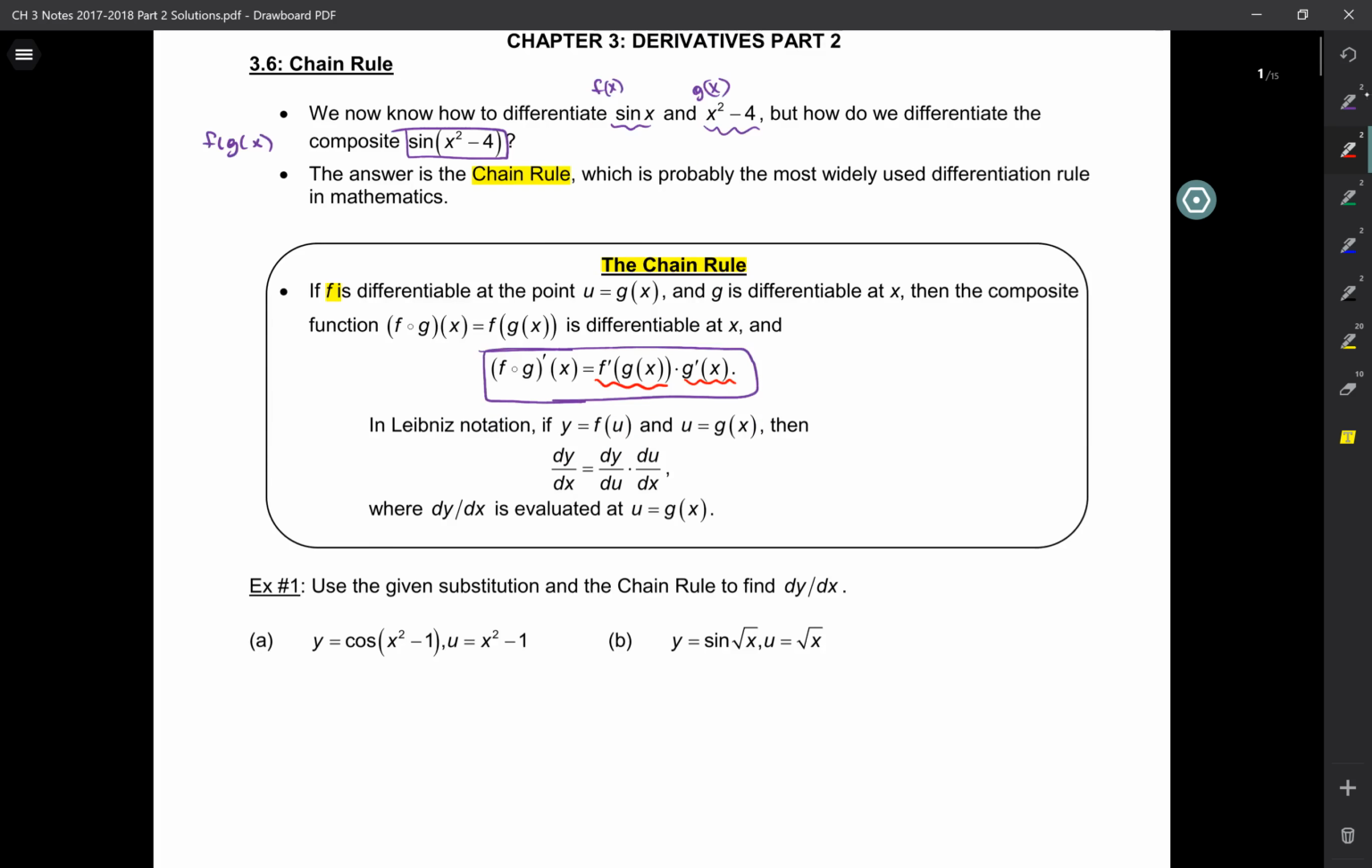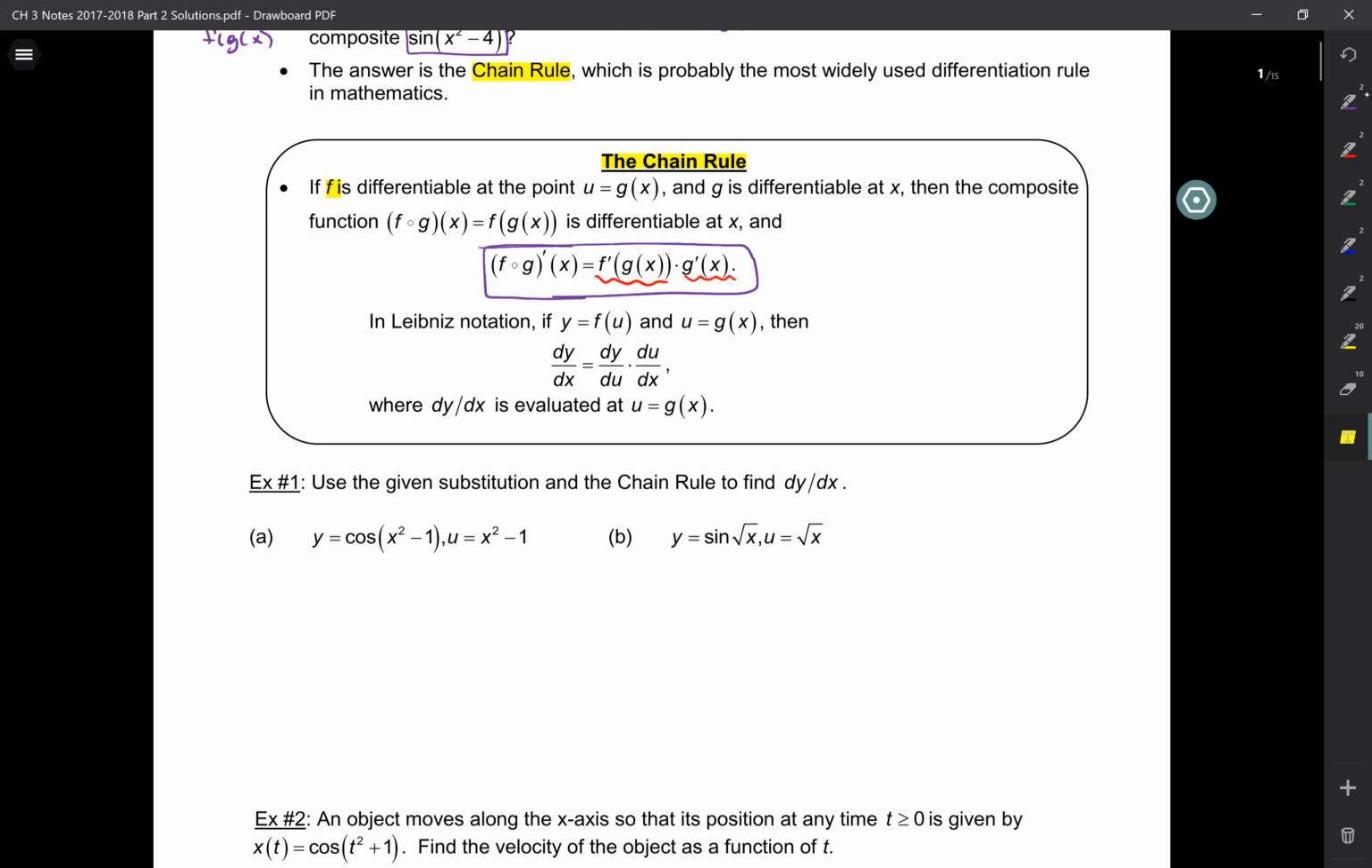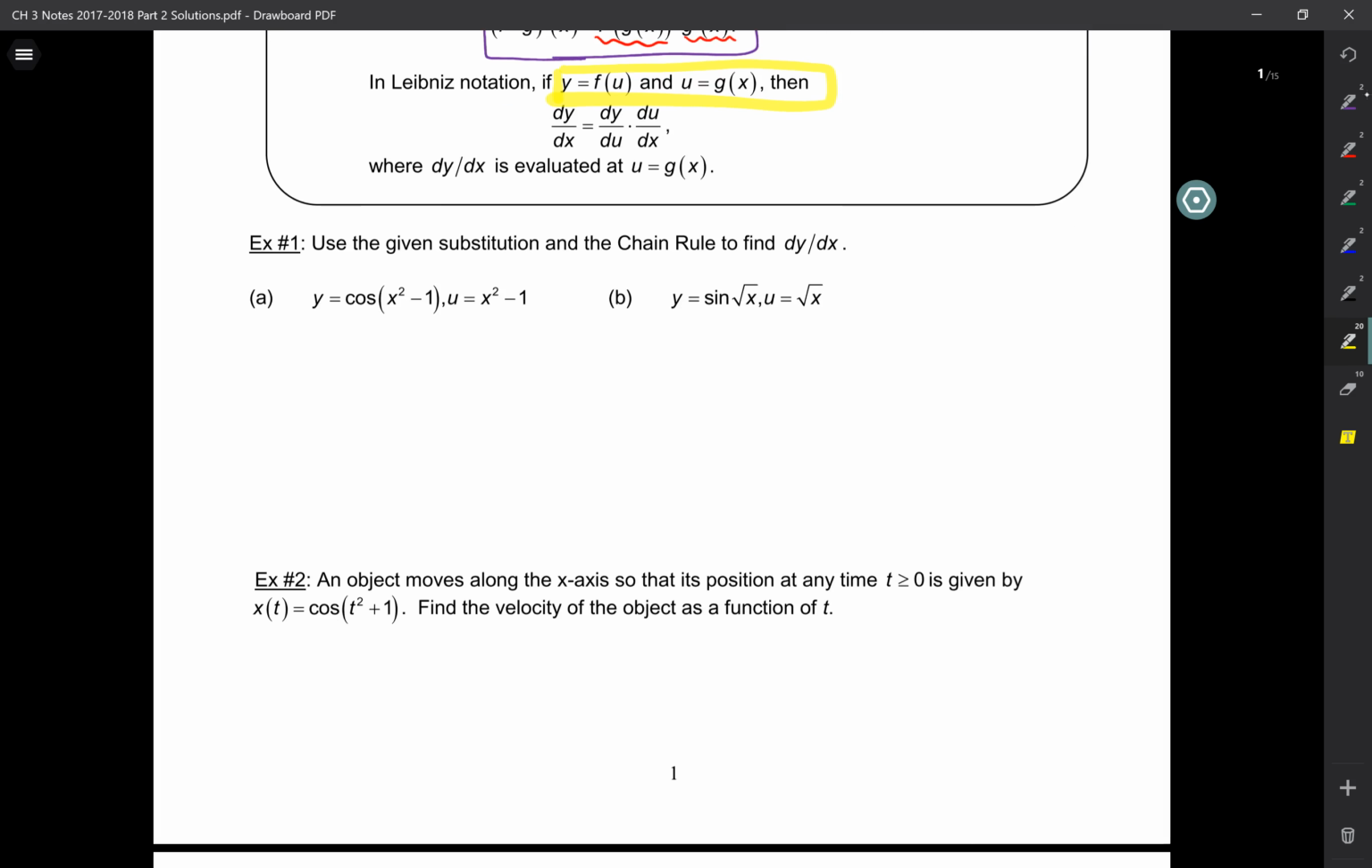Leibniz, he's the other guy besides Newton who invented calculus. He says if y is equal to f of u and u is equal to g of x, then we take a derivative of f times a derivative of g.